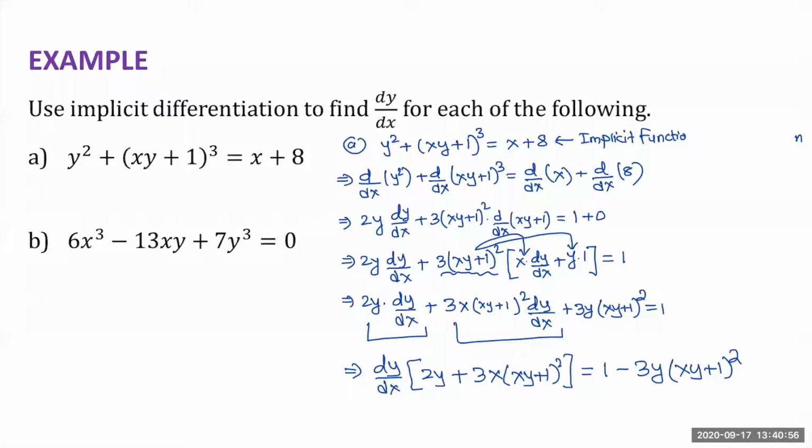So now my derivative will be dy over dx is equal to, now if I want to find dy over dx by itself, this is multiplying here. So we have to divide on both sides by that, so that on the left hand side it will get cancelled. On the right hand side it will be 1 minus 3y. You have xy plus 1 squared already there in the right hand side. You are dividing by this quantity, which is 2y plus 3x multiplied to xy plus 1 quantity squared. So that is the derivative of this implicit function given here in part A.